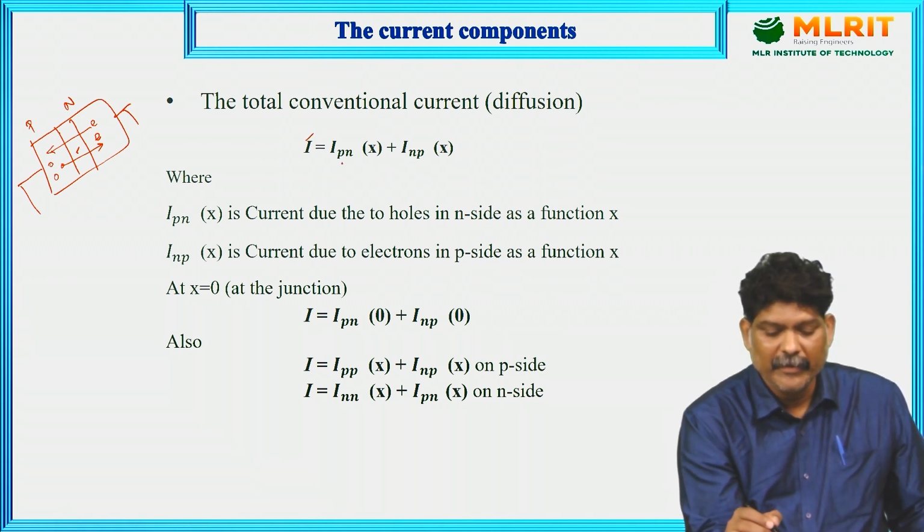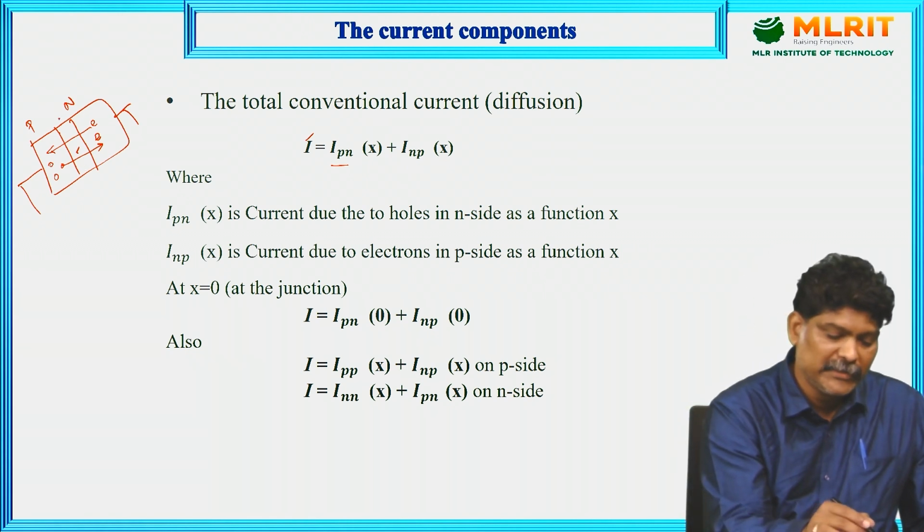So the total current will be IPN of x plus INP of x. Here x means the center point, where x is equal to 0.